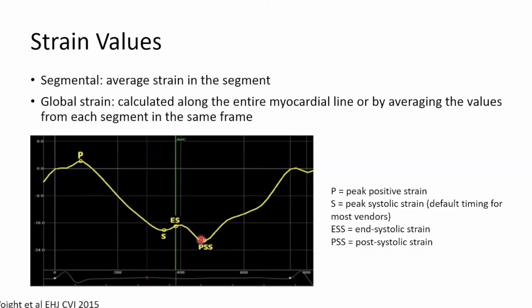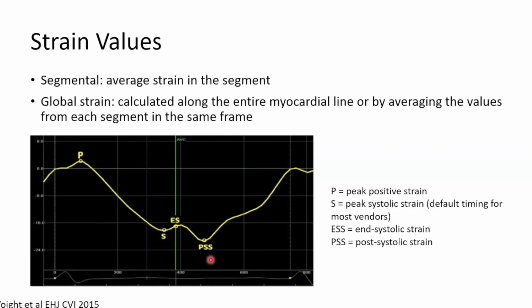Although they call it global systolic strain, it can be actually at different time points, and that's something to note as well. So we have a standard strain curve here. As you can see, there can be a peak positive strain that obviously is at end diastole. There's a peak systolic strain, which is the nadir of that strain curve during systole. There can be an end systolic strain, which is what you defined as the end systolic marker, and there can even be post-systolic strain.